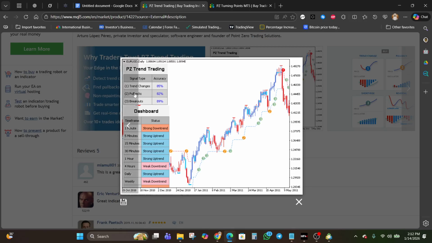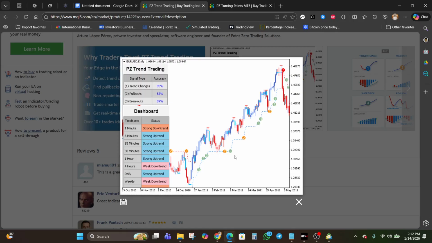And then number 2 shows pullbacks. So here you can see there was number 2 painted here, number 2 painted here, number 2 painted here. That shows you that these were just mere pullbacks. But then number 3 shows breakout. So this shows you that there was actually a breakout from this zone.